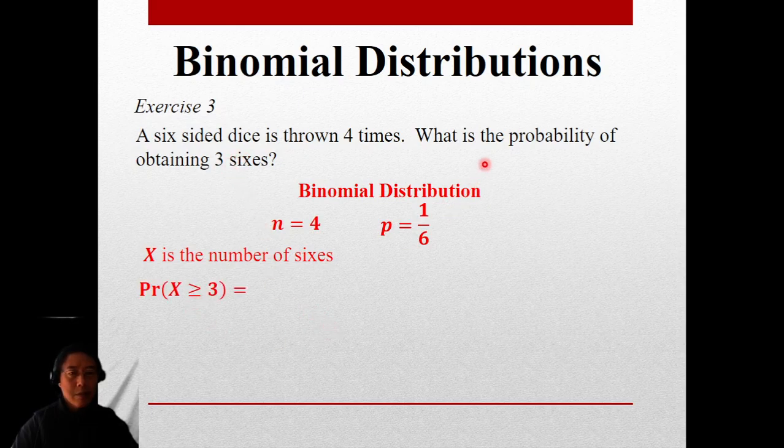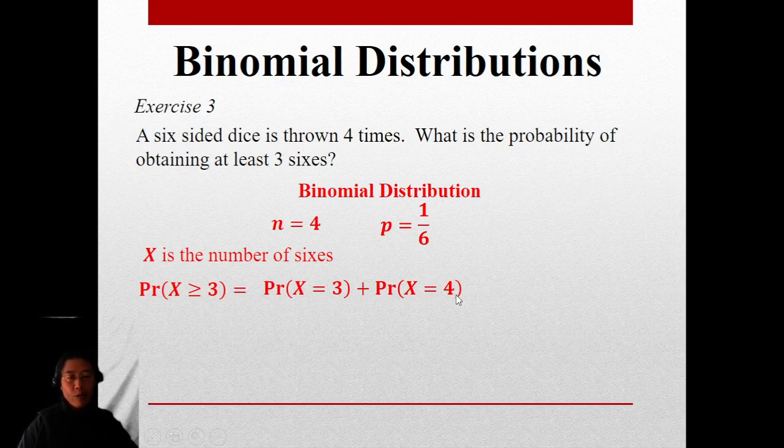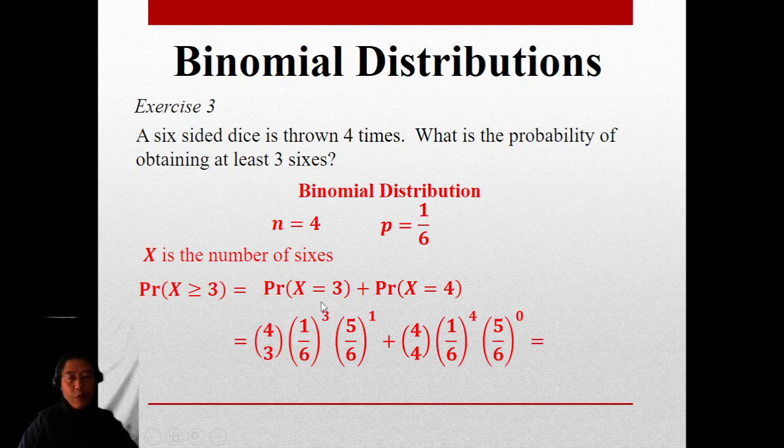Hang on, wait, let me come back to this. Alright, I did update the question to at least 3 6s, which is what you have here. So x will be greater or equal to 3. Because n equals 4, it's also equal to two probabilities, probability of x equals 3 and probability of x equals 4. You apply the formula respectively, you get those formulas that you will need to simplify and evaluate, and you get the answer using the CAS calculator.